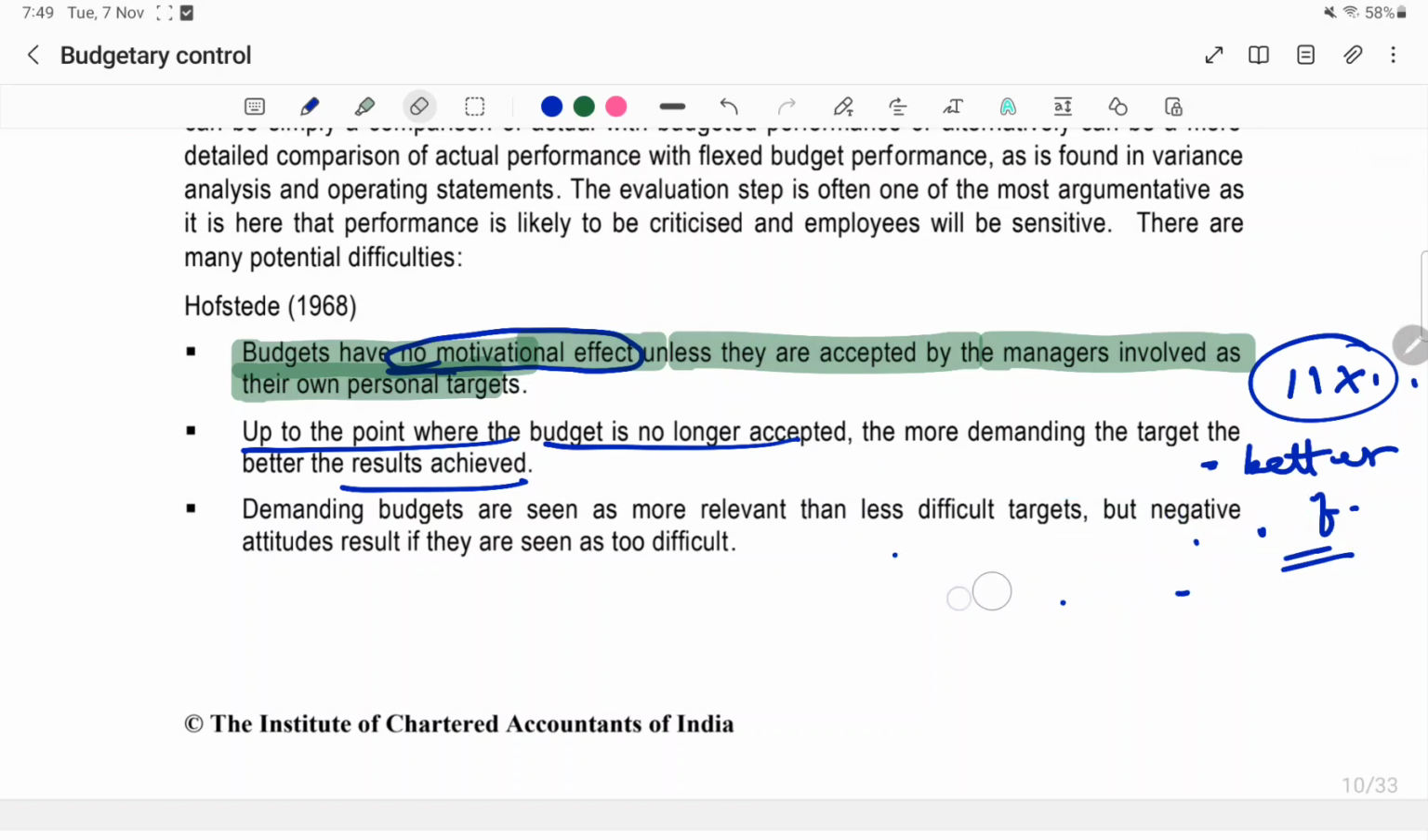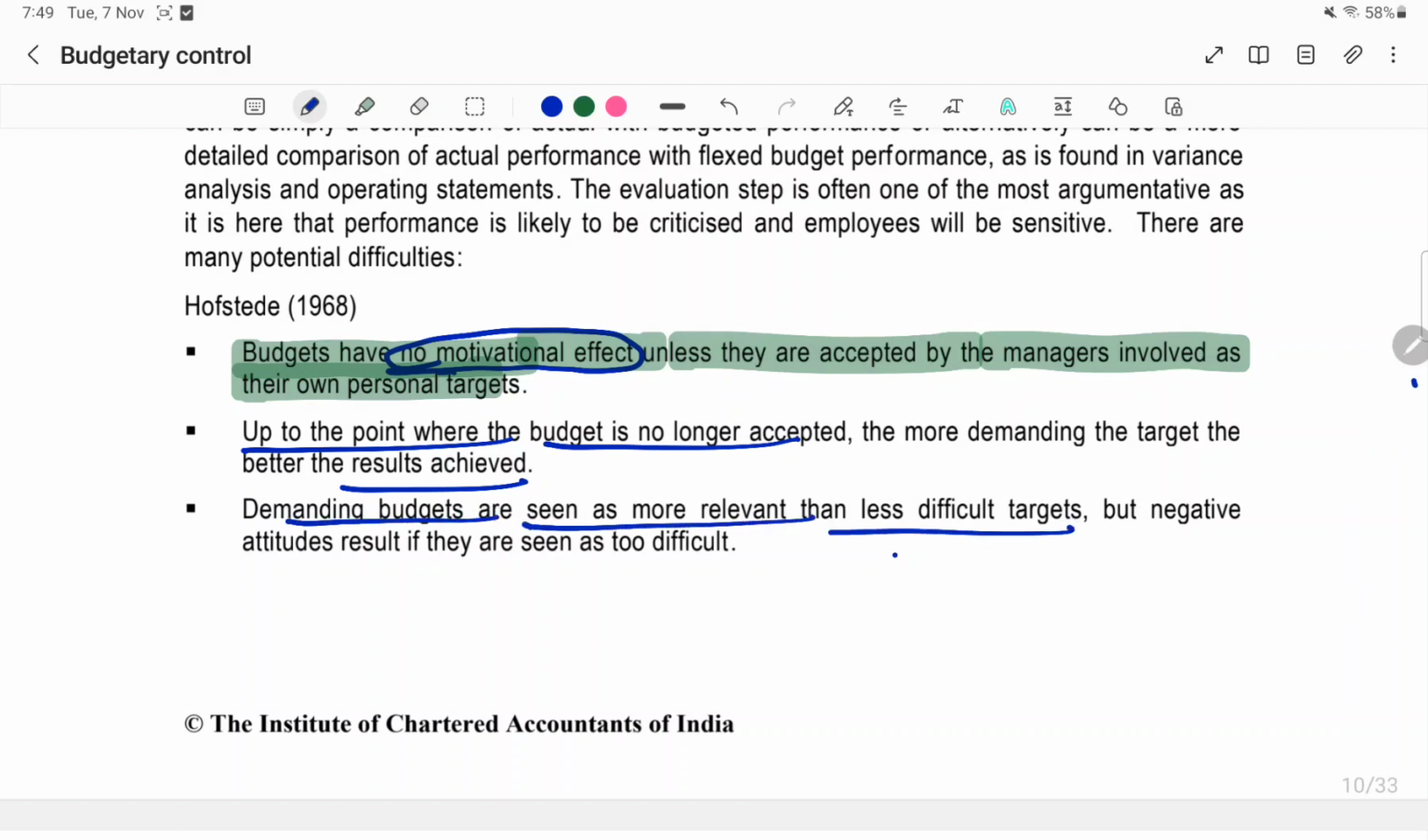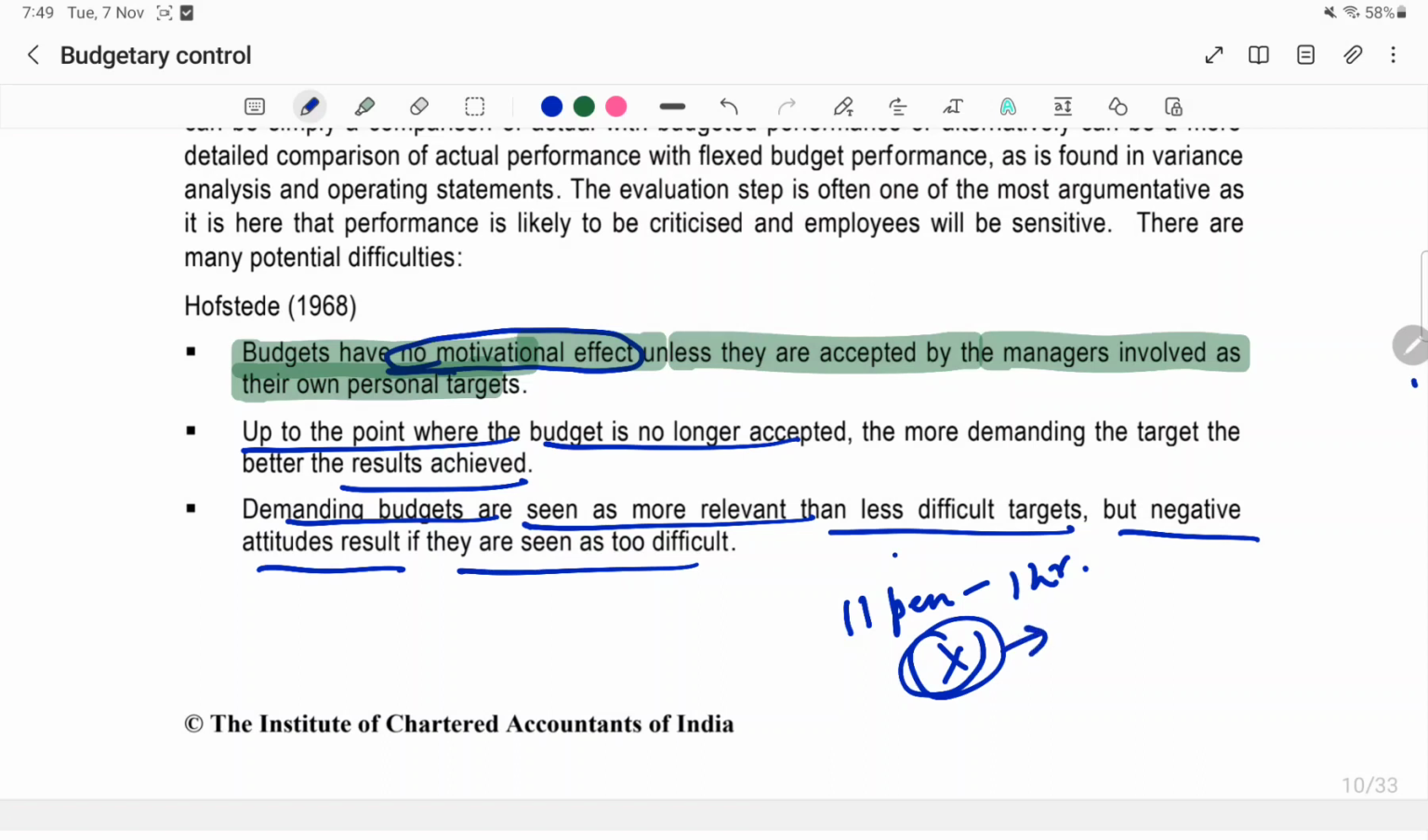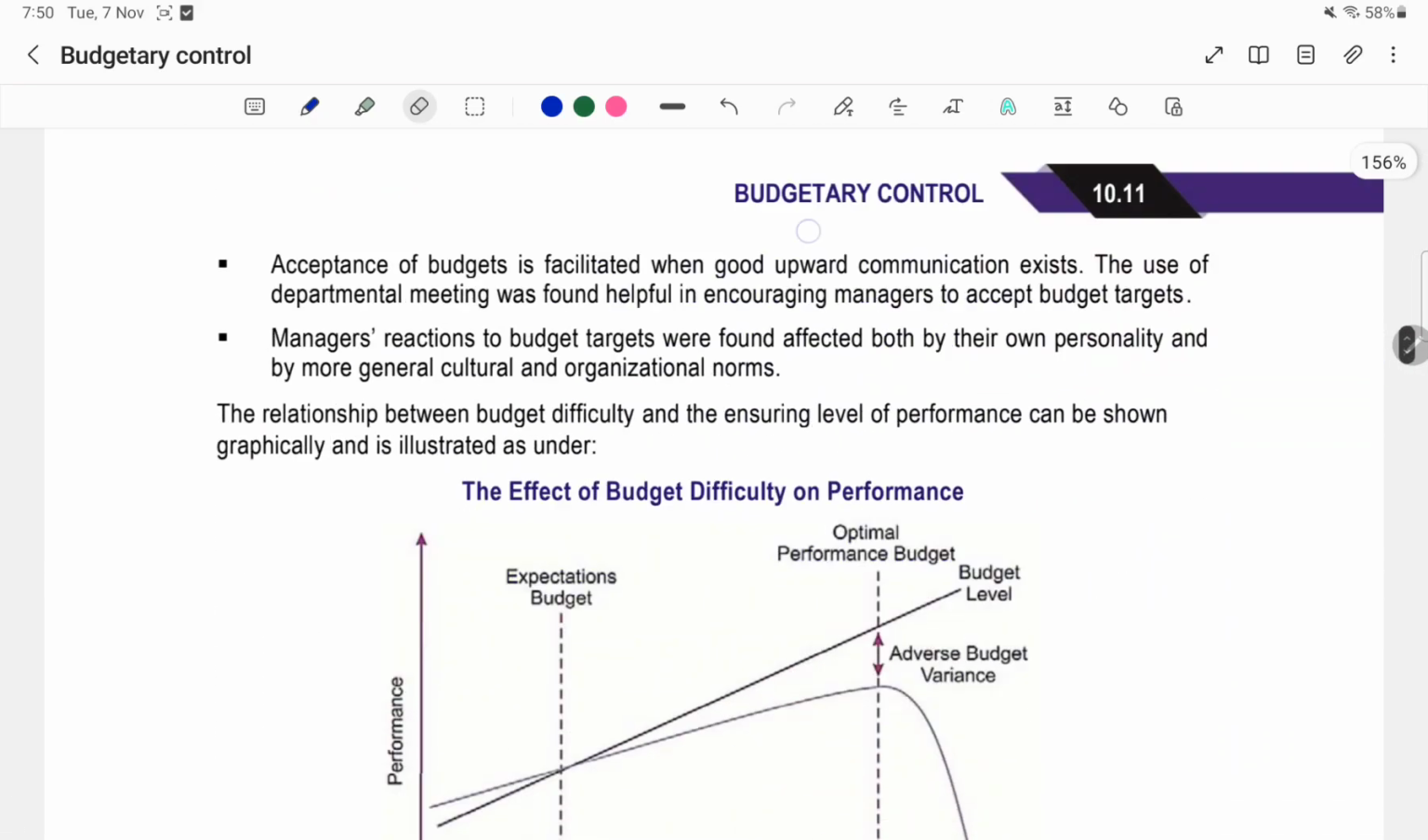So now this was the example. Now we'll see the next point. The next point is demanding budgets are seen as more relevant than less difficult targets, but negative attitudes are the result if they are too difficult. Like right now I told you the 11 pence in 1 hour was not acceptable, so this is too difficult. If the budget is set too difficult, then there are chances that negative attitude will come. The workers will think, no, we can't work only like this. So too difficult a target should not be set.